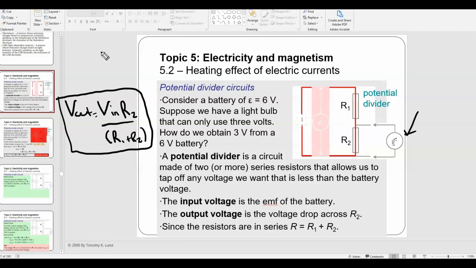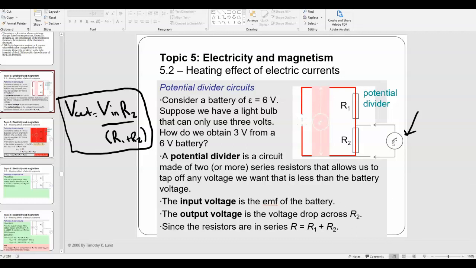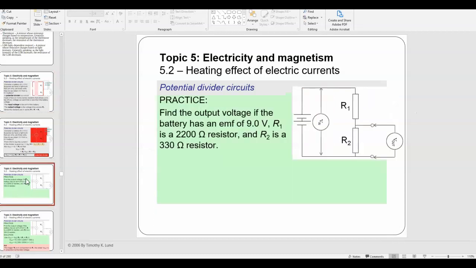Okay, so in this video, the last thing we're going to learn about in this unit is how to do different types of problems with voltage divider circuits. Let's take a look. The first example we're given is to find the output voltage if the battery has an EMF of 9 volts, R1 is a 2200 ohm resistor, and R2 is a 330 ohm resistor.